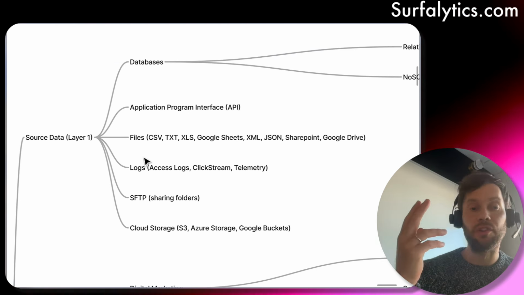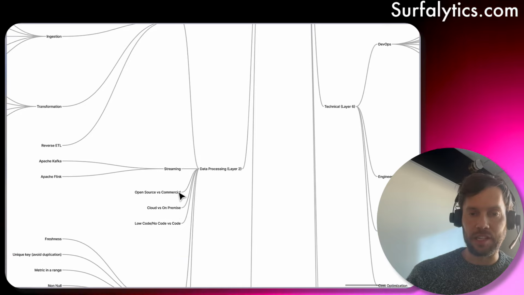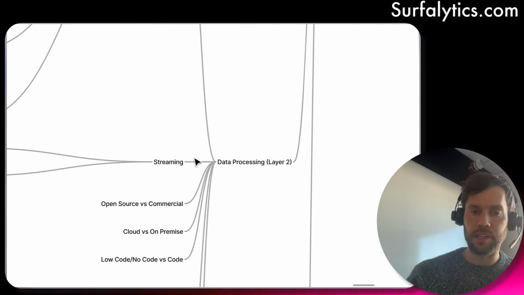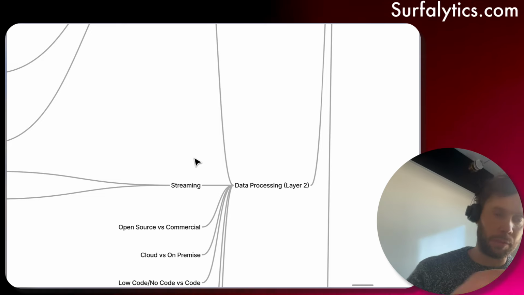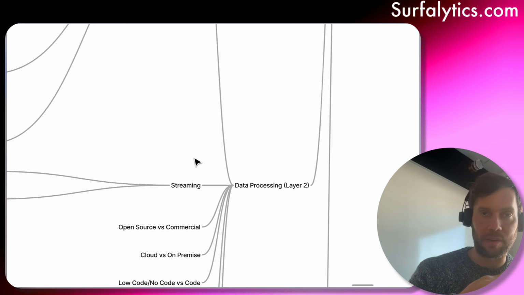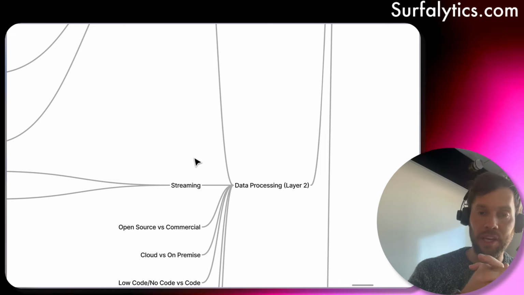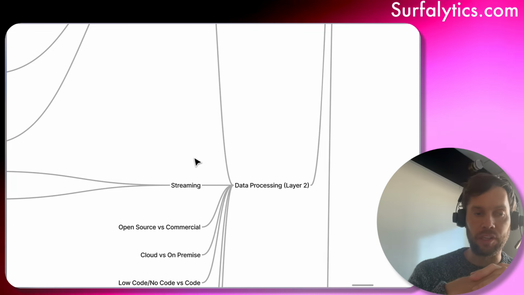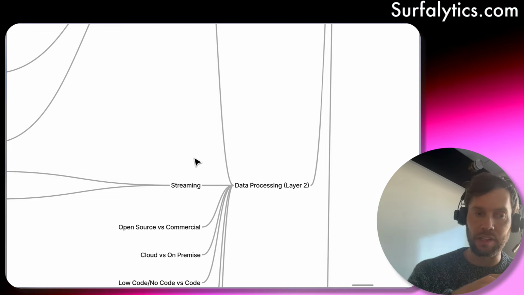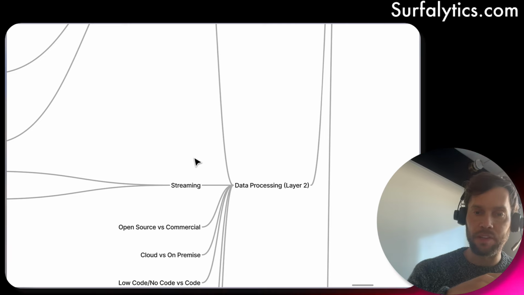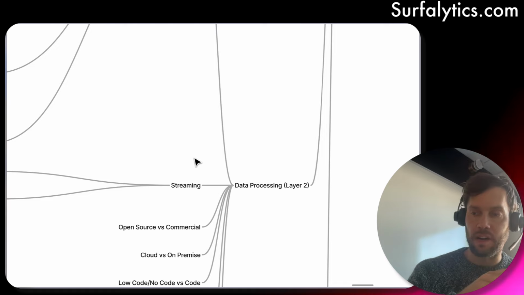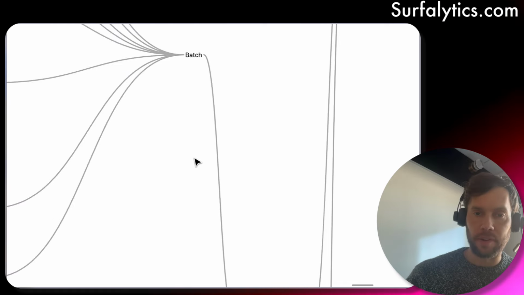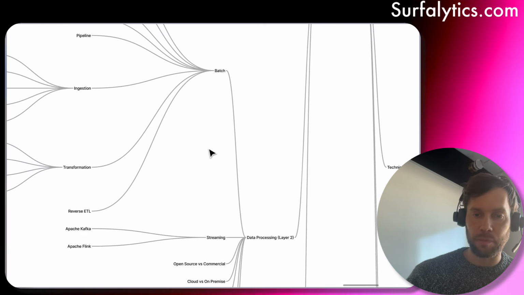So the next layer that we want to talk about is the data processing layer. This is the layer where, when we extract the data, we can do some transformations and cleaning of the data before moving into layer 3, or we can just move all the data into layer 3 storage, and then use tools from this layer to process the data inside layer 3.